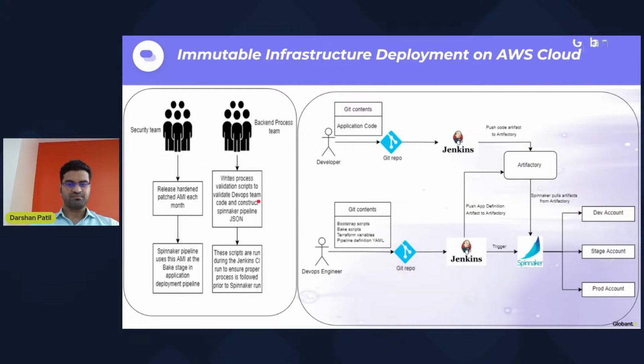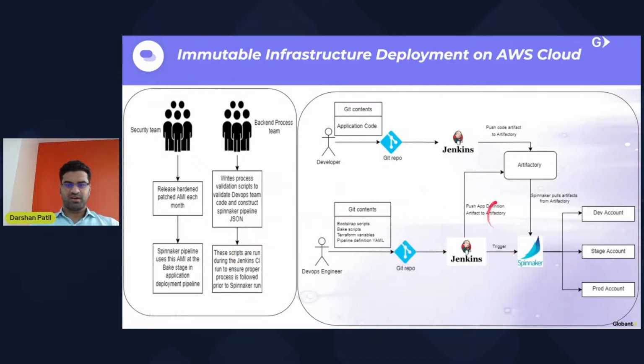Okay, wherein a backend process team is ensuring that the other team, the DevOps engineer team, is adhering to the organization level policies and is well within the prescribed limits of provisioning the pipeline. Okay. So once the validation scripts are run, those scripts also prepare the Spinnaker pipeline JSON.